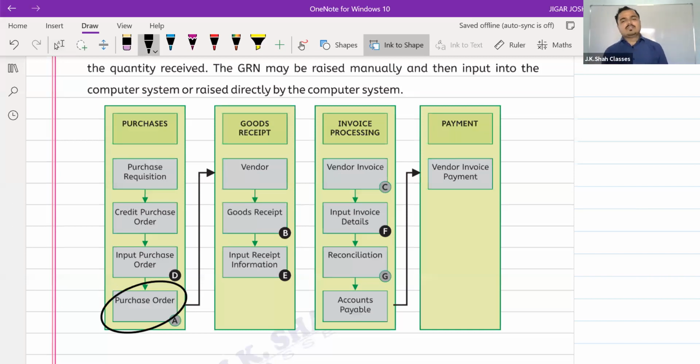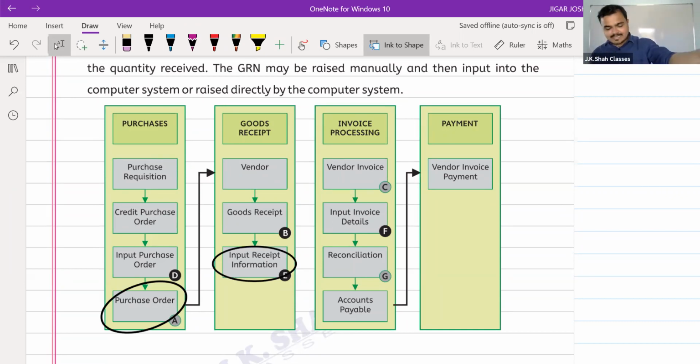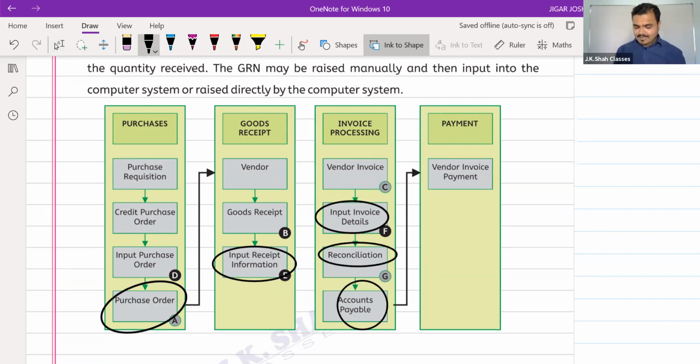Purchase order will be sent to the vendor. Vendor will immediately check internally, and finally, sir, he will send the goods physically to the store department. Yes, sir. Store department will receive the input receipt information. GRN, MRN will be created. Yes, sir. Finally, he will send the invoice also. Invoice will be recorded. Yes, sir. Reconciliation will be done, and finally, sir, payment will be made. Yes, sir.